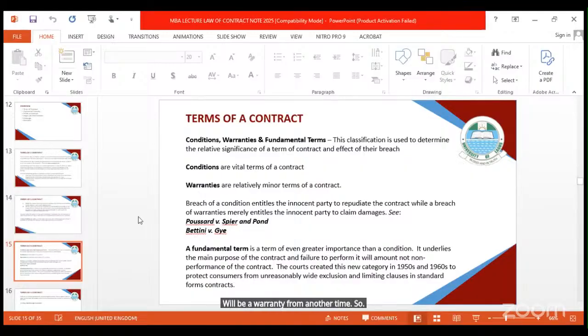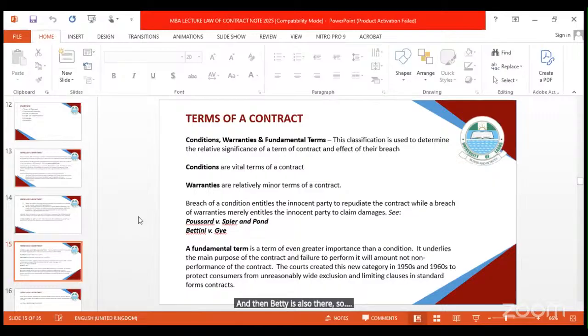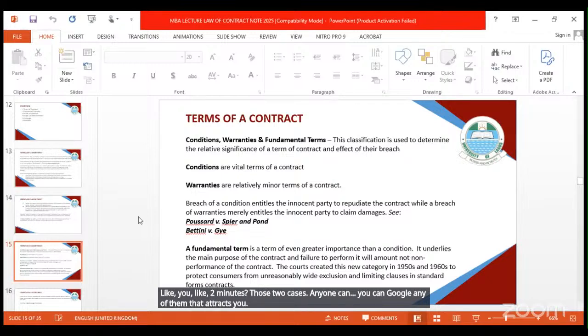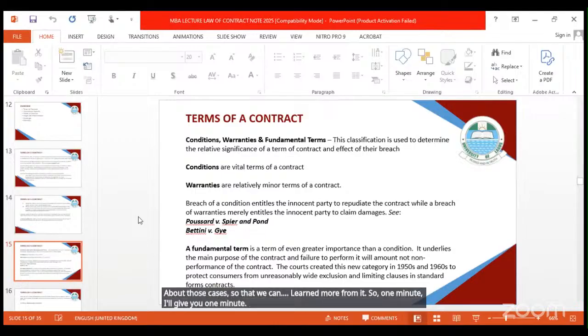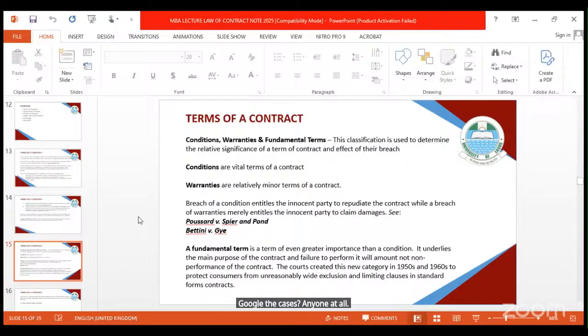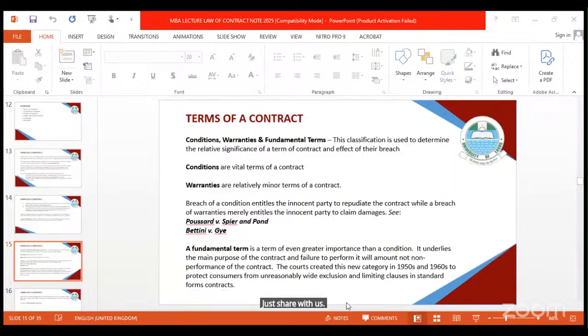So there are two cases there, Poussard v Spiers and Pond, and then the Bettini case also. I will give you 2 minutes, Google those cases. You can Google any of them that attracts you. Take 1 minute, and then I'll ask you to give me your comment about those cases so that we can learn more from it. You can always raise your hand and share with us what you read about the case.